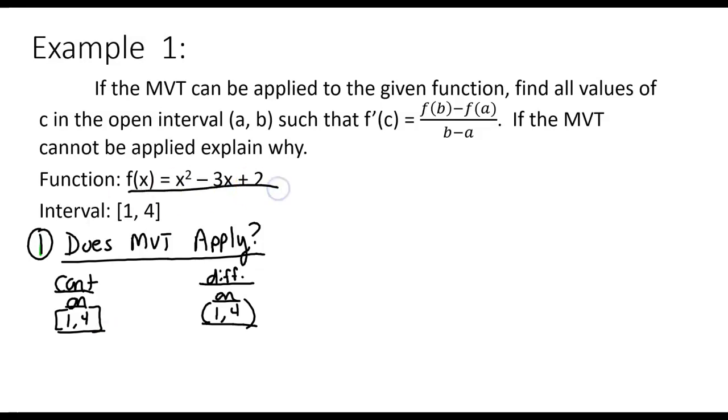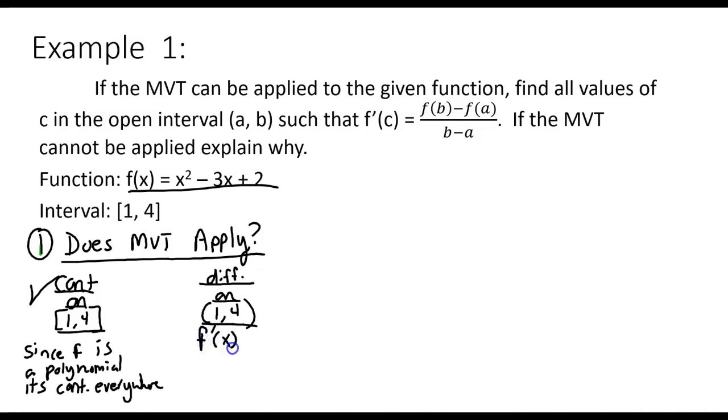Well, once again, we start by just looking at our functions. Since f is a polynomial, it's continuous everywhere. Okay, so that takes care of that. And is it differentiable? Well, to know that, we need to find the derivative first. So let's find the derivative, f prime of x. What is the derivative of f of x? Well, it would be 2x minus 3.